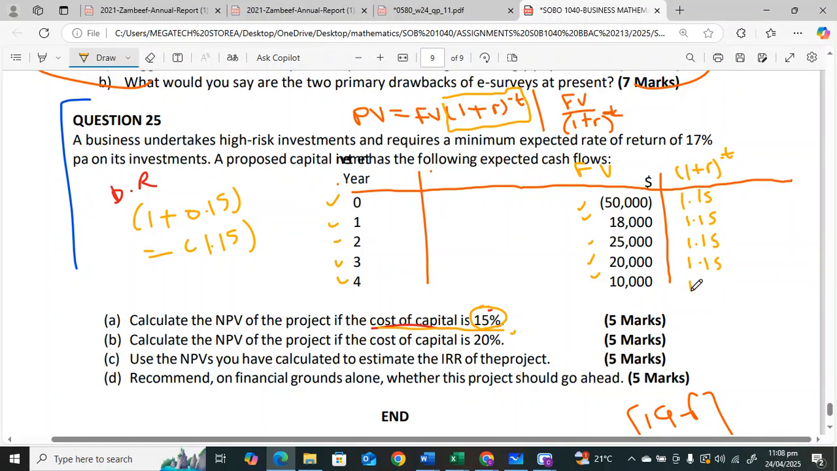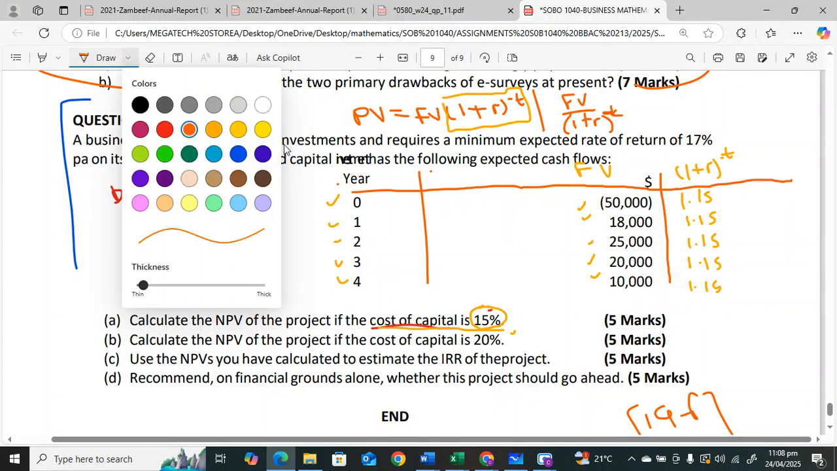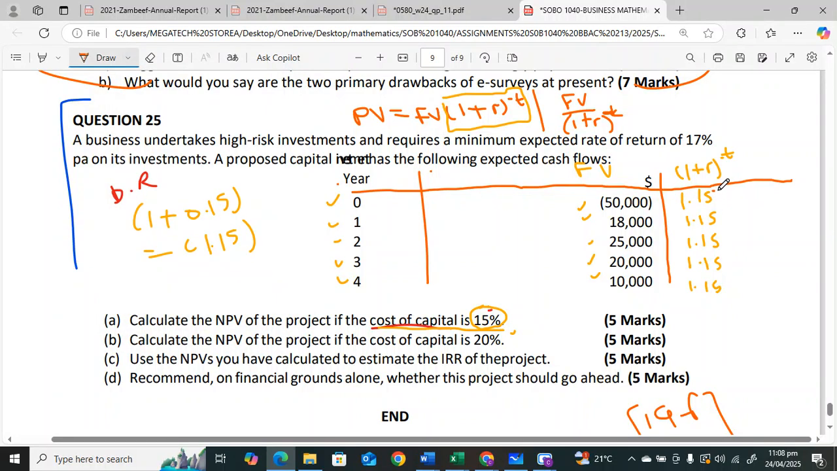Now, as I said, the only thing that will be changing is the negative t. The negative t represents the year. So in year zero, which is the first day of year one, it's to the power negative zero. In year one, it's to the power negative one. In year two, power negative two. Year three, power negative three. Year four, power negative four. Are we okay with this, colleagues?